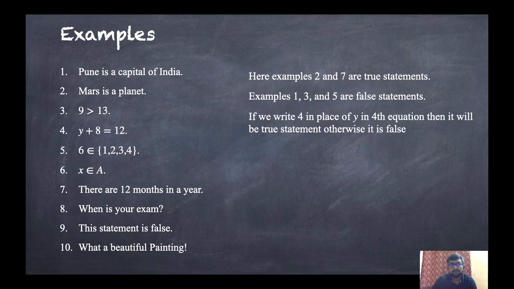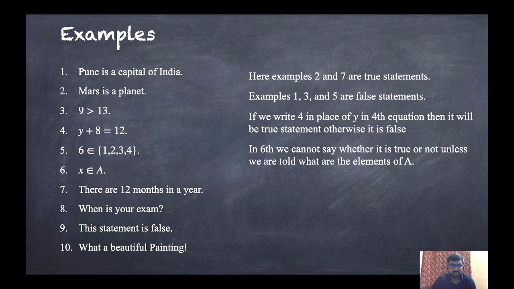Now consider the fourth, y plus 8 equals 12. It is not true and it is not false, because we don't know what y is. Whenever we put y equals 4, then it will become a true statement. And if we put y as something different than 4, then it is a false statement. But right now it is not a statement.